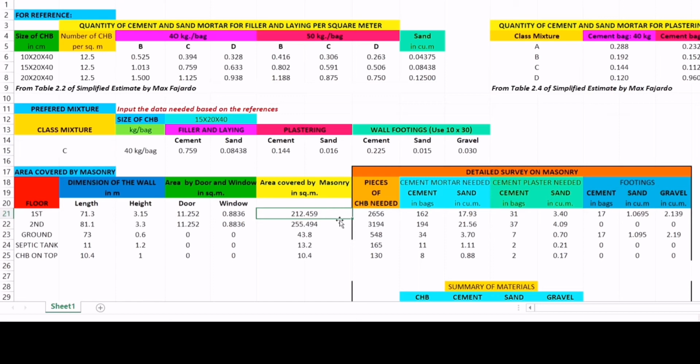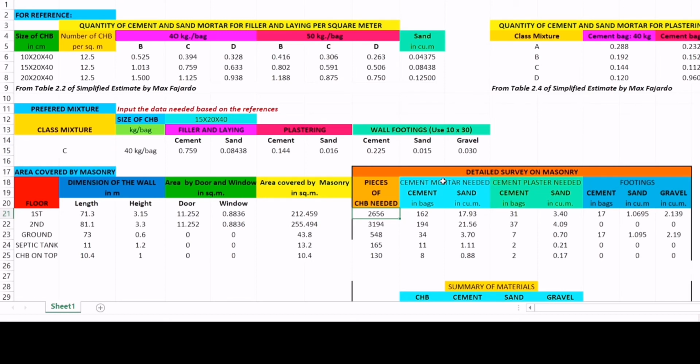212.459 square meters. To count the total pieces of hollow blocks needed, we simply multiply 12.5 to the total area. So 212.459 multiplied by 12.5 equals 2656 pieces of hollow blocks.